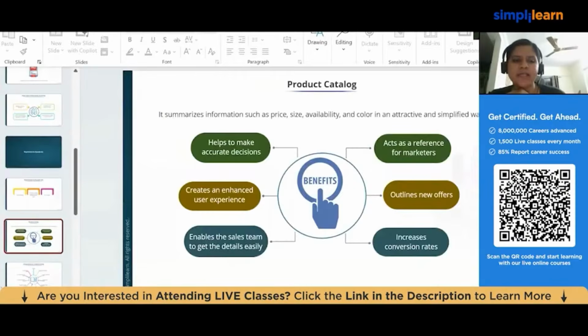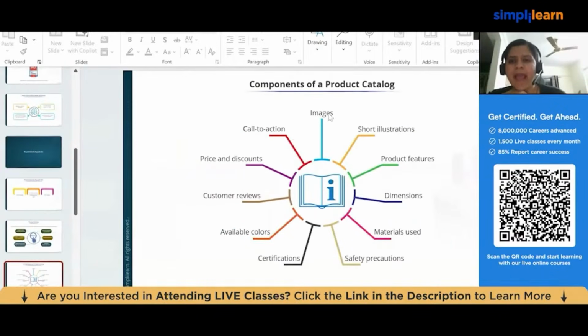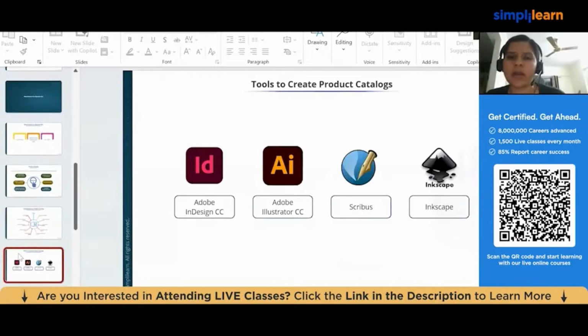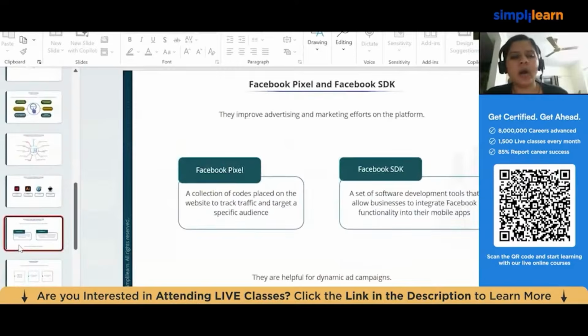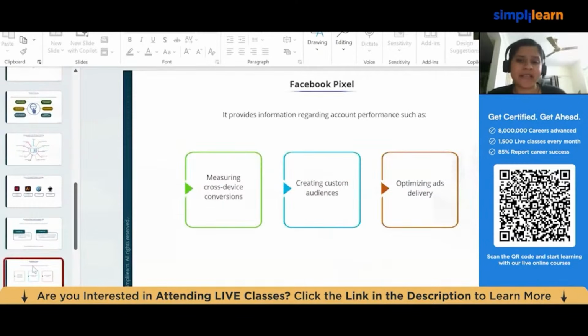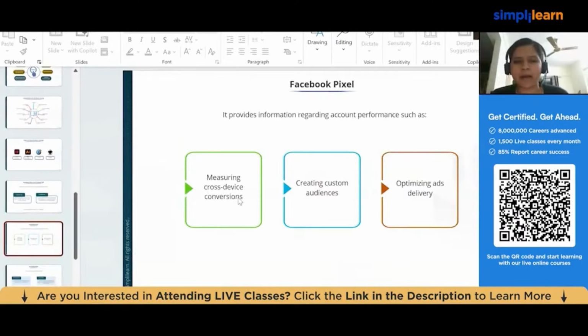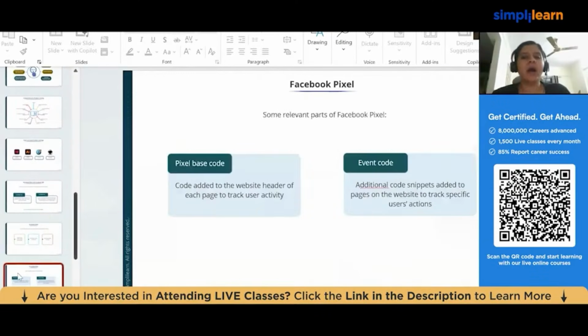So I think I've already discussed what a product catalog is, and I have already talked about all the details that the product catalog will have. You have to give all end to end detail about your product in your product catalog. Okay, now, I think we have discussed Facebook Pixel and Facebook SDK as well. It's just that I've shown all of this practically instead of going through a PPT.